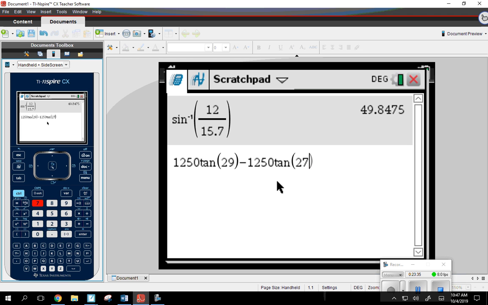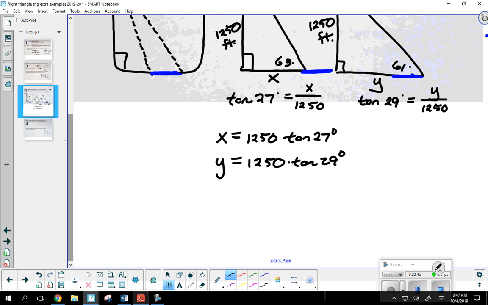What should I be getting? Okay. I'm getting like 55.979. So I'd probably just go ahead and say 56 feet. Does that make sense? Okay.